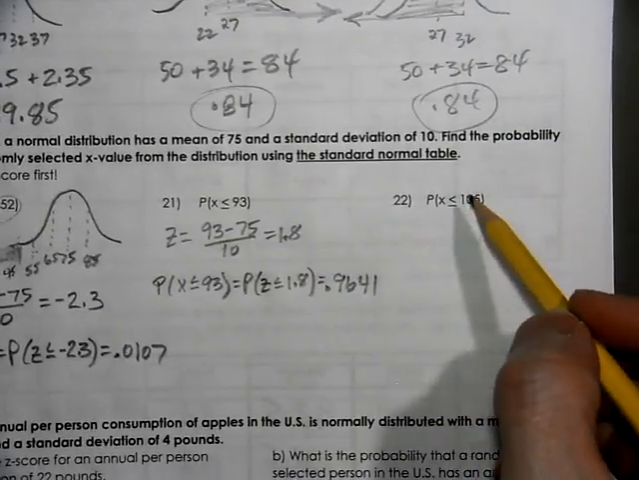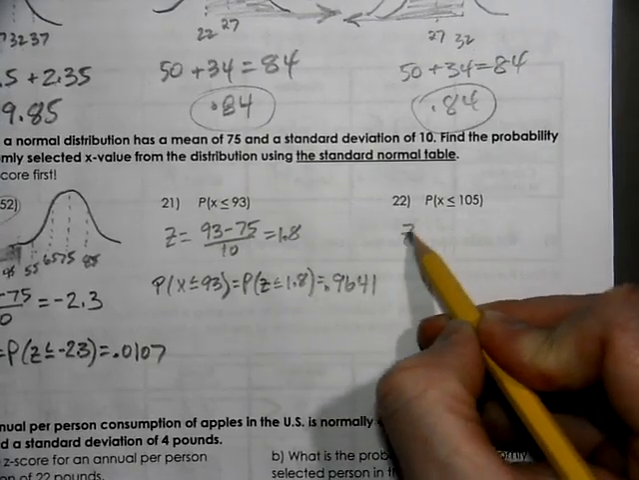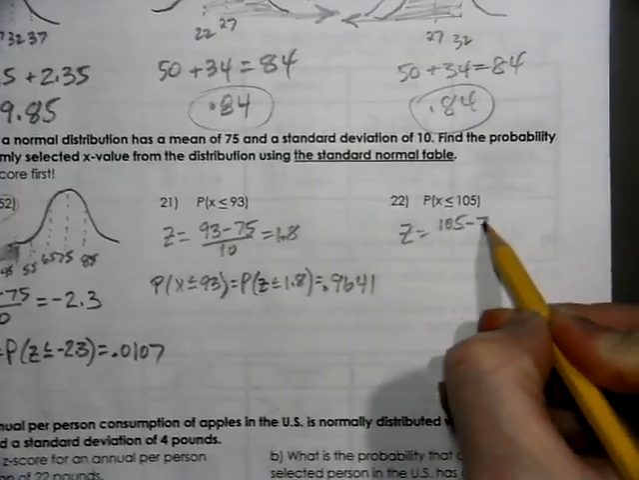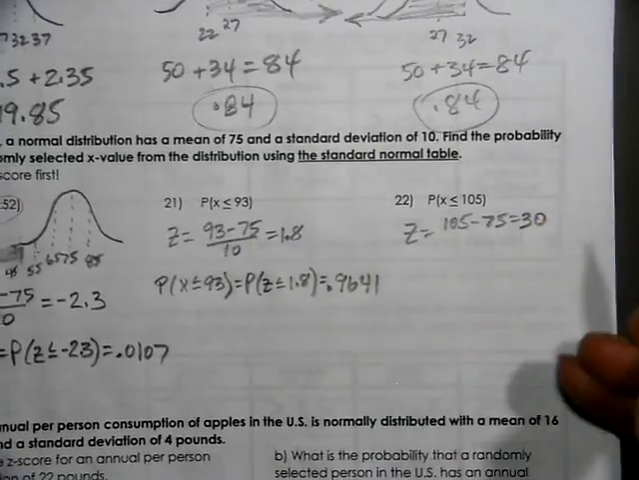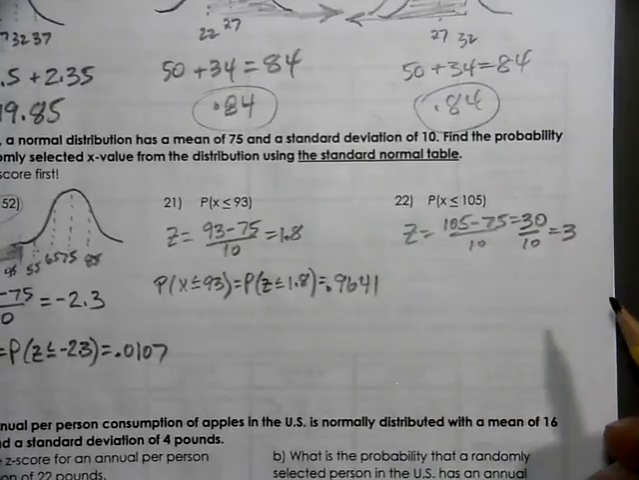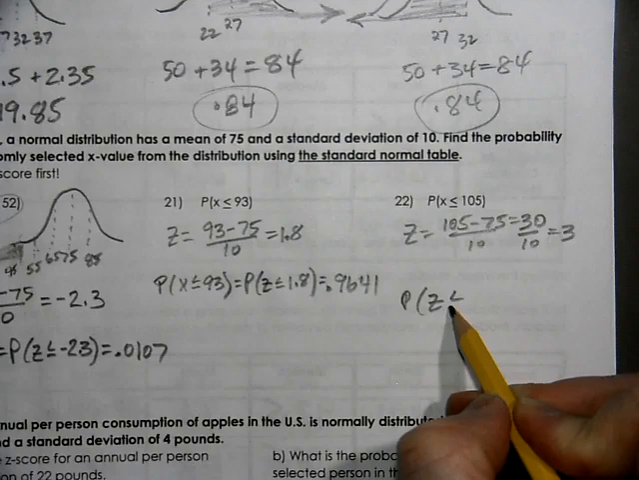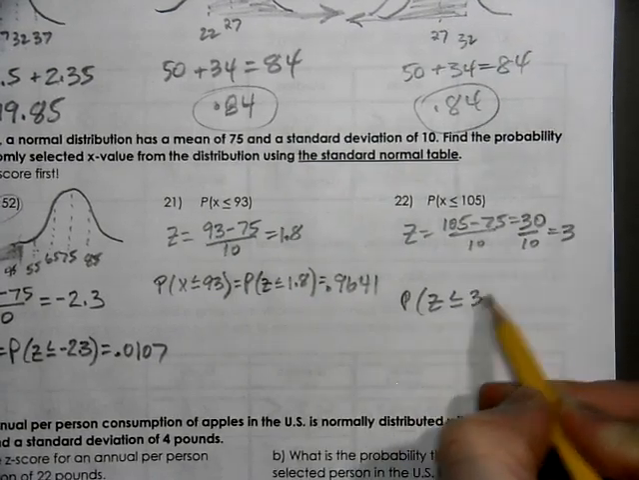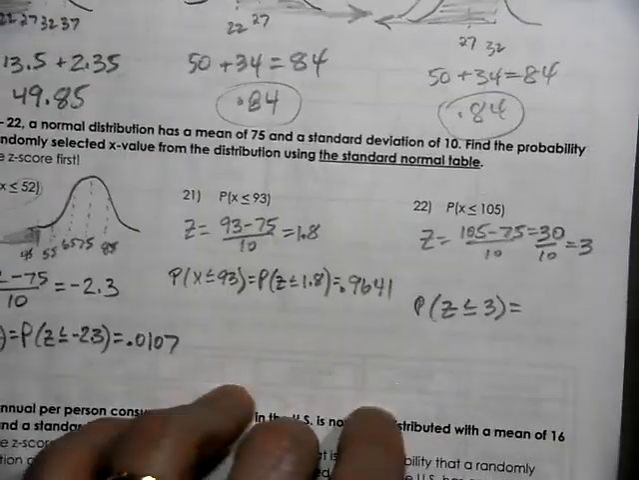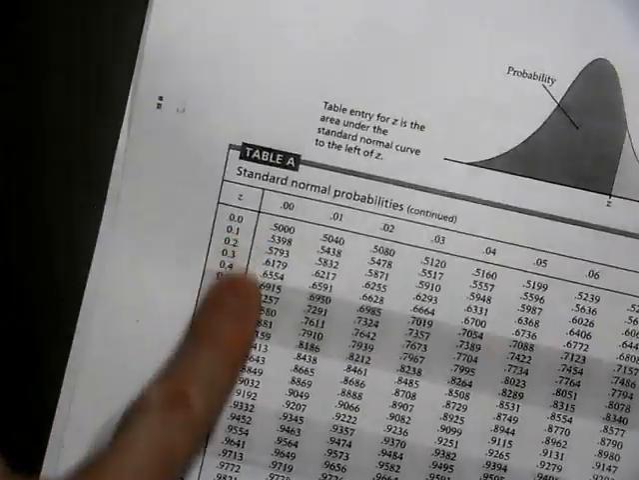Okay, last one. We have a z-score of 105 minus 75. That's a distance of 30. So what's the probability that our z-score is less than or equal to 3? We have our negatives. We have our positives. We're looking at 3, so that's 99.87.